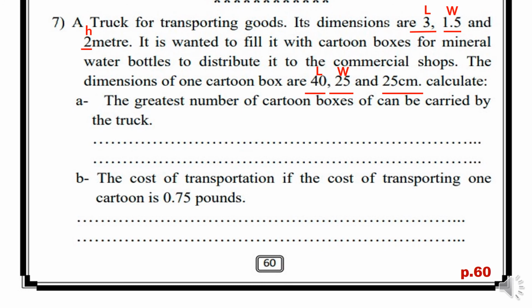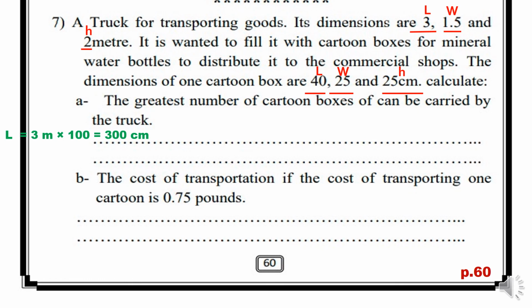So to get the number, I have to divide the big volume over the small volume. So first I have to get the volume of the truck and then the volume of the carton box and make big volume over small volume. But here the dimensions of the truck are in meters and the dimensions of the carton box are in centimeters. So I have first to change the meter to centimeter.